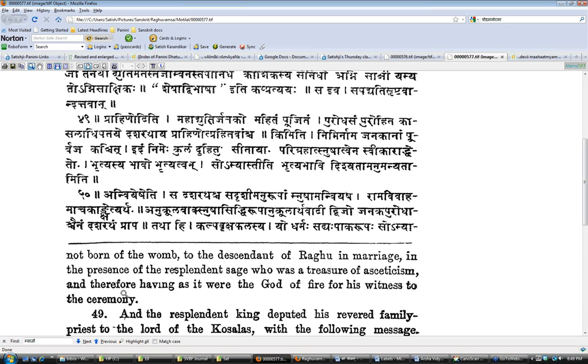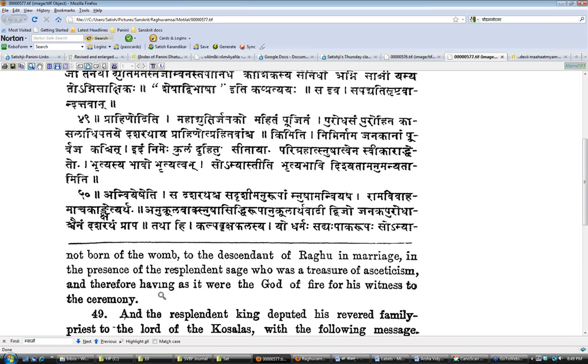And therefore, I just said that's a good translation. The "therefore" is not there, I think. "Having, as it were" is the Eva. As it was, Eva, and having the god of fire for his witness, Agni Sakshika.